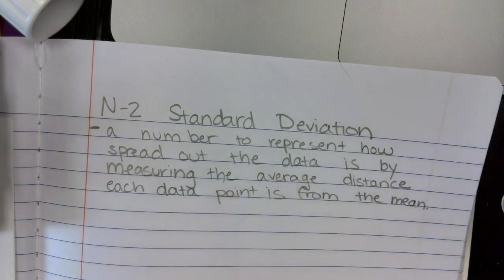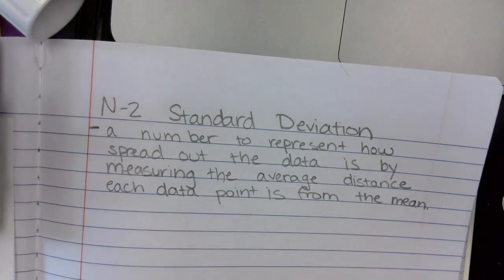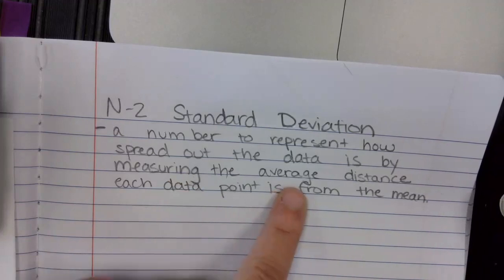All right, so a number to represent how spread out the data is. So it's another way to kind of measure range. So the idea that when we look at those graphs on the front there, the orange graph is really spread out, where the blue graph is kind of crunched together. It's that idea of that range and how things are spread out. But what we do is we measure the average distance.